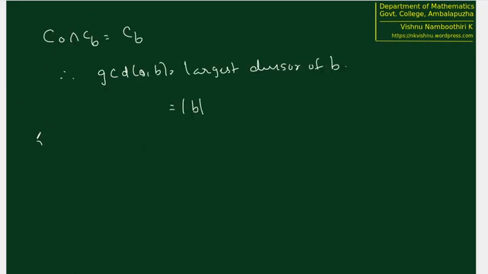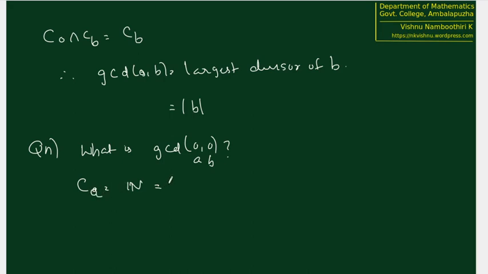Now there is another question. What is GCD of 0 and 0? So A and B both 0. Now the problem here is this. If you consider the set of all positive divisors of 0, that is equal to the set of all natural numbers. So CA is this, CB is also this. So the intersection CA intersection CB is going to be equal to N, and N has no largest element. So we cannot find the GCD of 0 and 0. There is no question of finding GCD of 0 and 0, and it cannot be found.